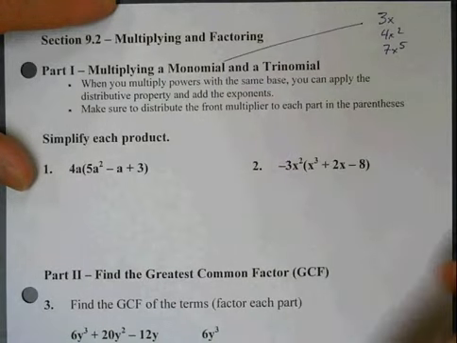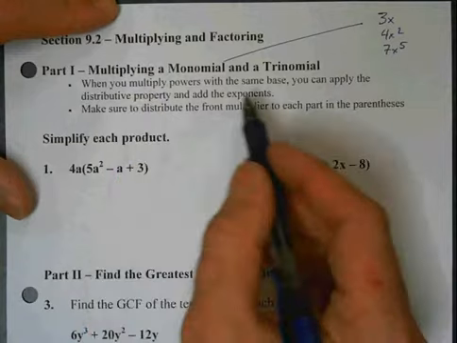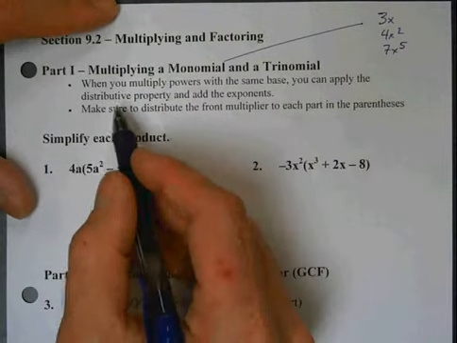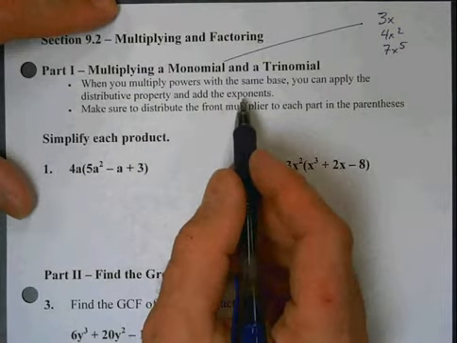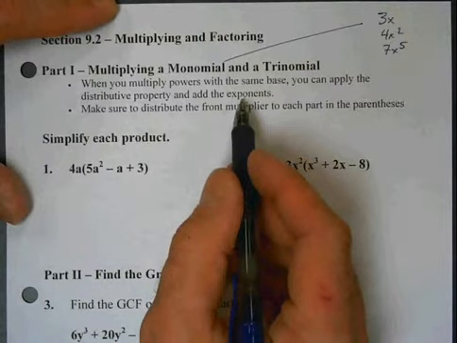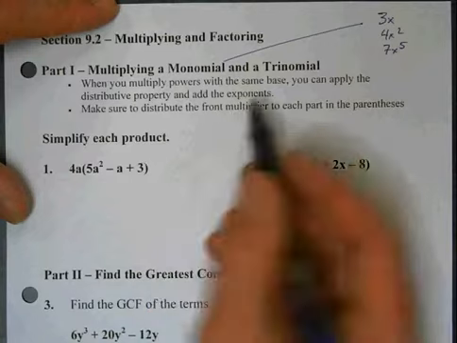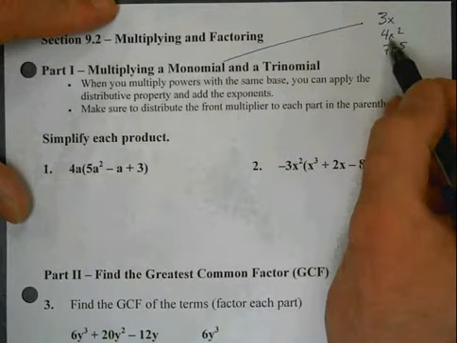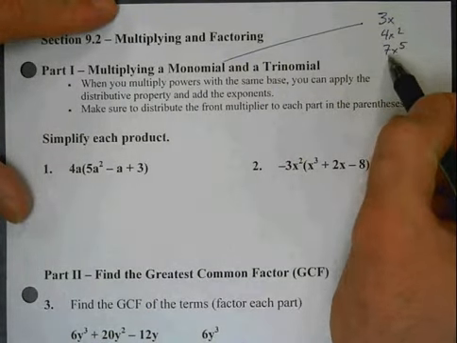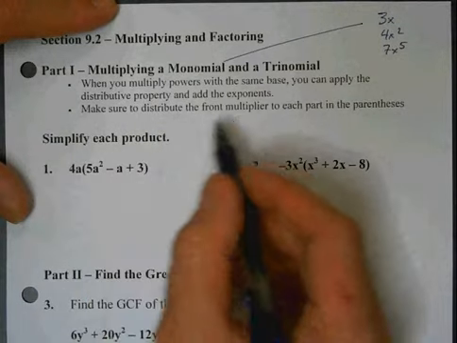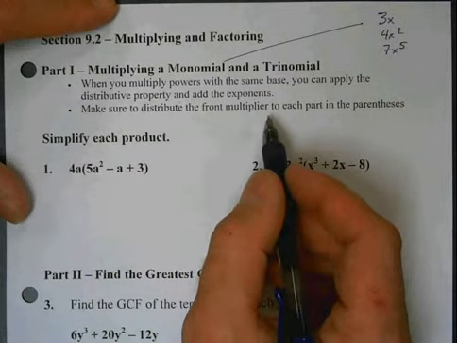Now, a couple things I put as a note here. When you multiply powers with the same base, you can apply the distributive property and then you add the exponents on the variables. Remember, though, still to multiply the numbers themselves, the coefficients being 3, 4, and 7. So we're going to distribute first the front multiplier to each part in the parentheses.